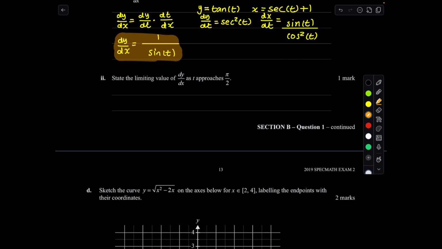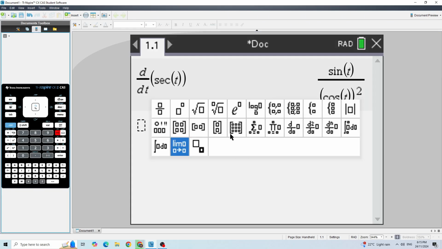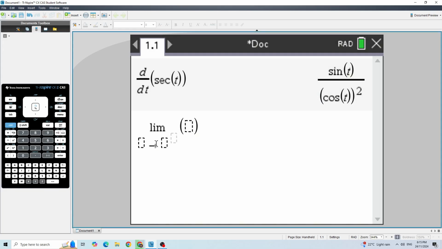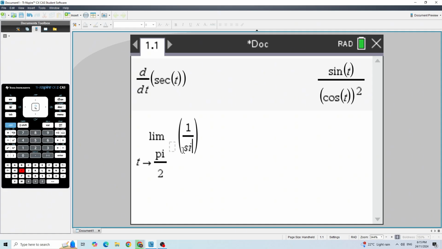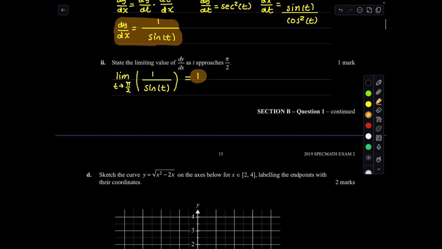Next question. State the limiting value of dy dx as t approaches pi on 2. Really easy. We're just trying to find the limit as t approaches pi on 2 for our dy dx function, and our dy dx function is 1 over sine t. Use your calculator. We're going to go to limit. Limit's here. We're saying from t to pi on 2 of 1 over sine t, which is 1. So that's equal to 1. That's your answer. Nice.